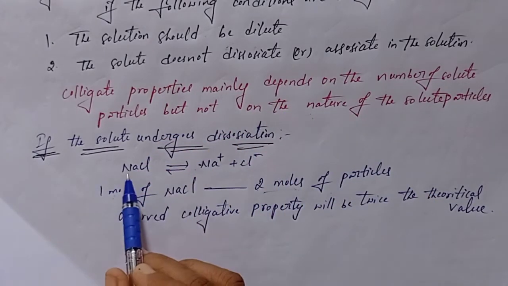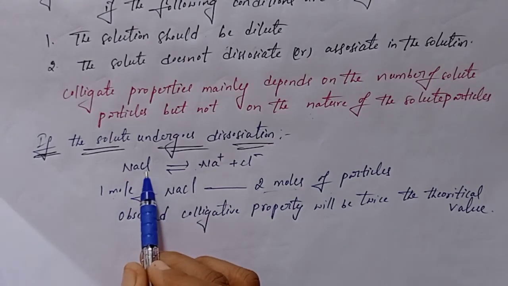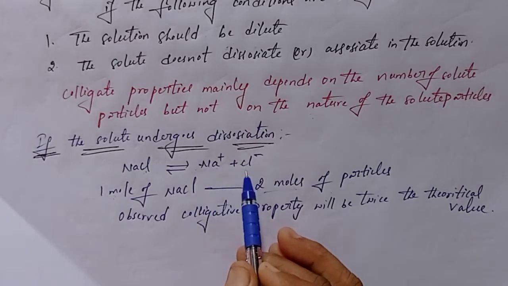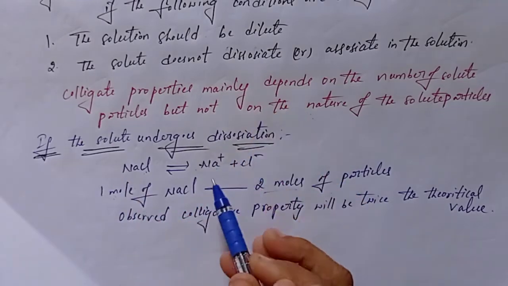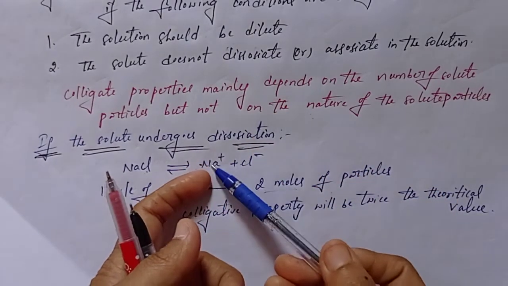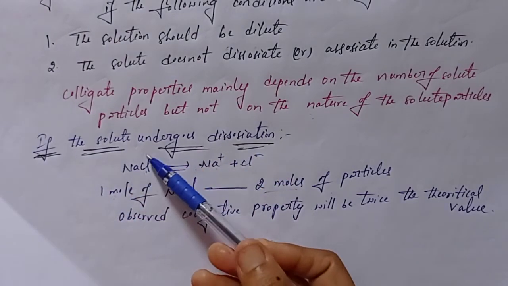Are you following? Suppose I am taking x as the molecular mass. Then what will happen? It is x by 2, and this is x by 2. Then you will get x again. This is half, this is half. So their molecular mass will become half of the total value, which is 1 mole. Are you following? 1 mole weight.